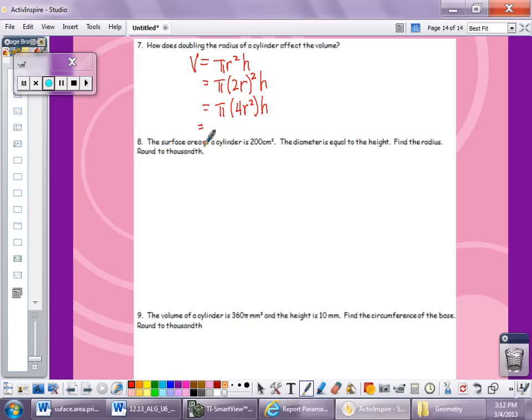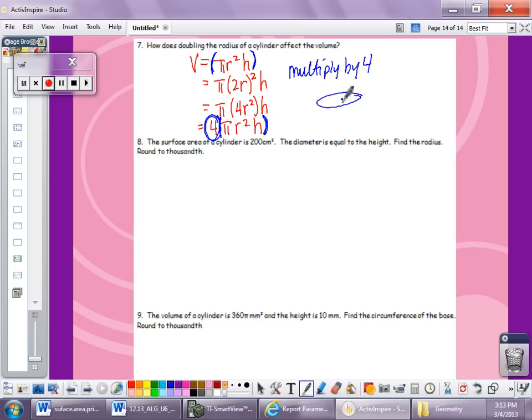So what I do is I pull the 4 out in front. We're just multiplying. So when I look at this part, this is my original volume formula. So what happened when I doubled the radius? It gave me 4 times the original, so it would be multiplied by 4. If you wanted, you could create your own 2 cylinders to do the same thing as well.